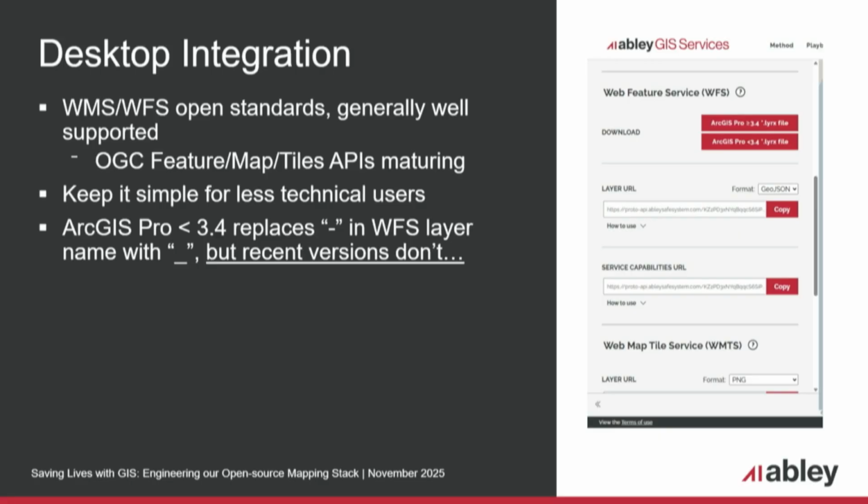A big push for us was keeping it simple for less technical users, but at the same time, they still need the power. And that's where, as I mentioned before, we've got our download buttons so they can get it straight into ArcGIS. You notice I've got 2 download buttons for ArcGIS. It turns out less than 3.4, they used to escape dashes in the WFS layer name with underscores, but 3.4 and above, they don't. So that kind of broke everything for a while.